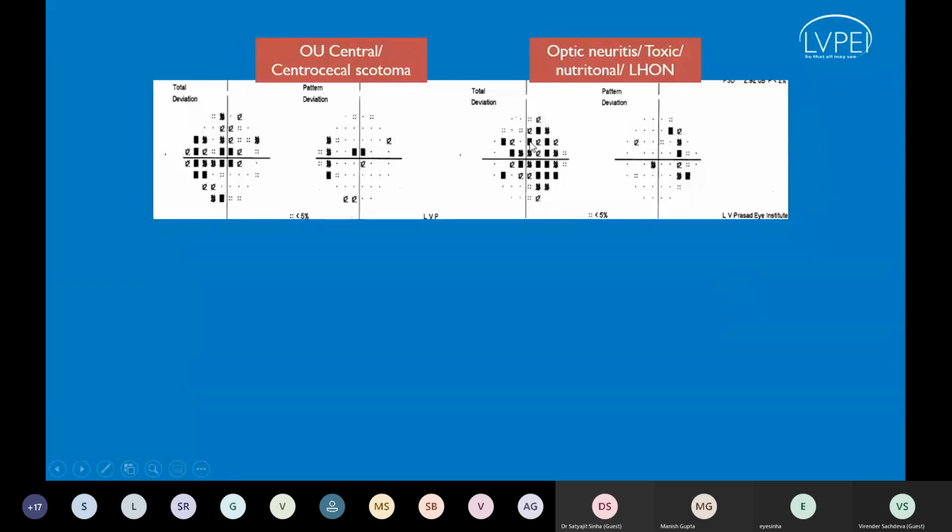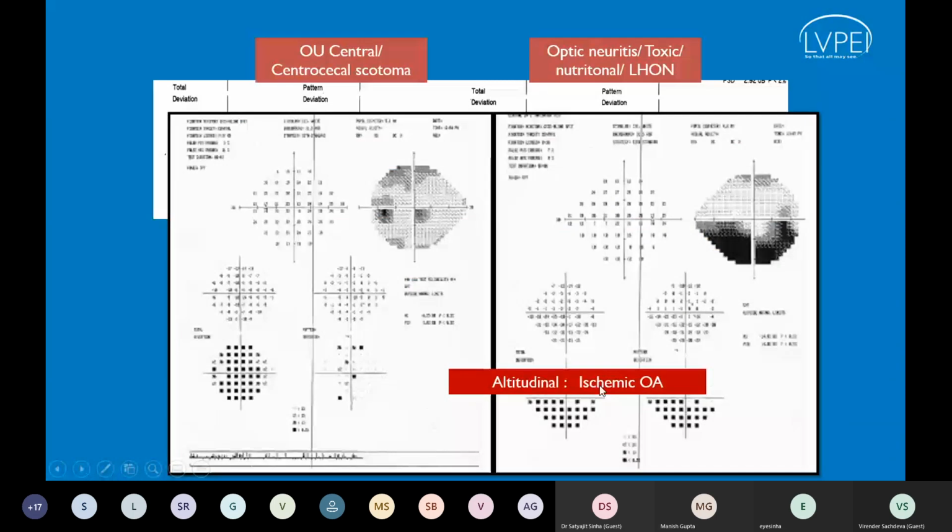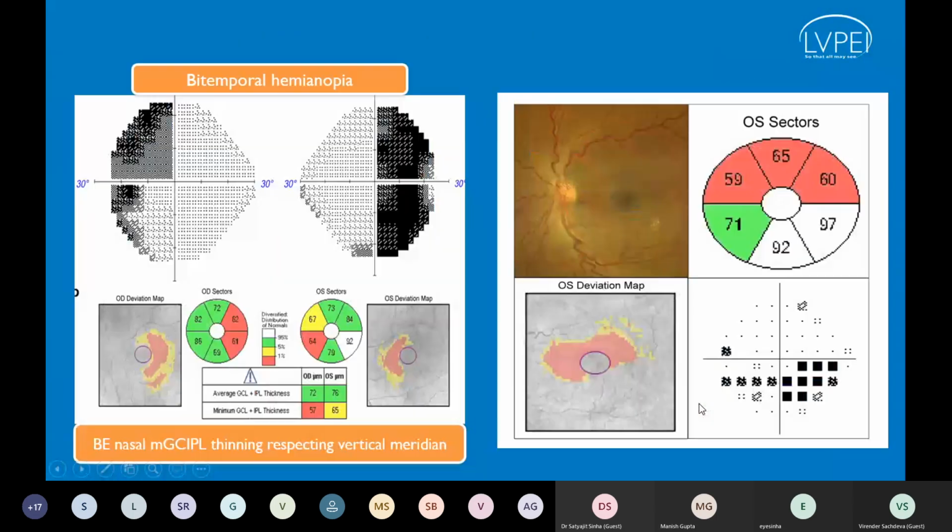A central or a centrocecal scotoma is suggestive of optic neuritis, toxic, nutritional optic atrophy, and could also be there in a LHON, but the scotomas are bigger in those. Presence of an inferior altitudinal field defect is highly suggestive of ischemic optic atrophy, and sometimes the macular ganglion cell IPL OCT can give us some specific clues.